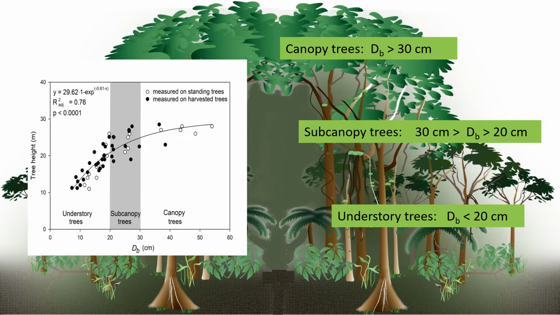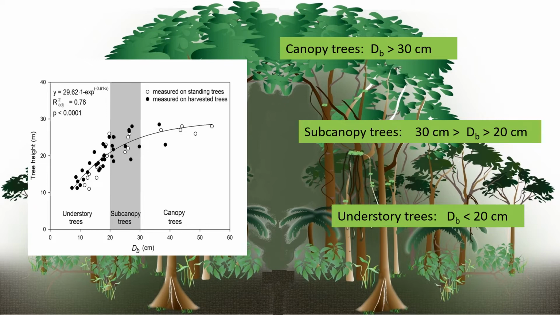The next smaller tree size class were the subcanopy trees with a diameter between 20 and 30 centimeters. We assumed that those trees could reach the upper canopy, but their crowns were at least partly shaded by other trees. The understory trees were the smallest tree size class with a diameter smaller than 20 centimeters. All understory trees were usually shaded by other trees.